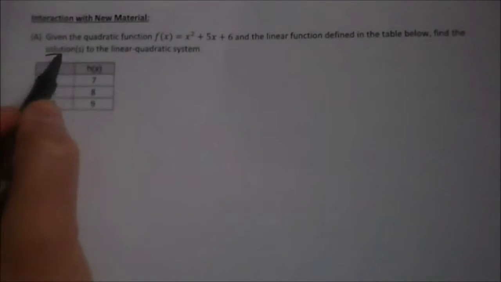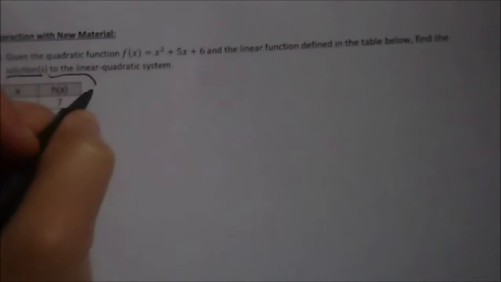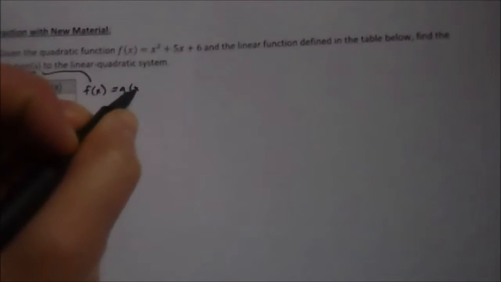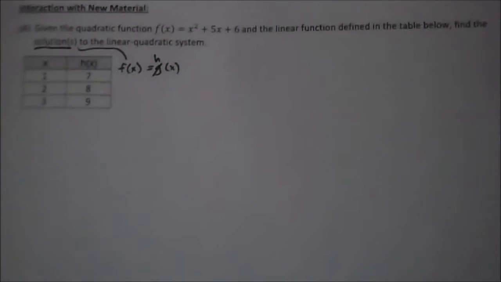So now on the INM, we are given a quadratic function and a linear function, which is defined by the table below, and we are asked to find the solution or solutions to the quadratic linear system. So recall that the solutions to a quadratic linear system are the points where f of x equals g of x, or in this case, where f of x is equal to h of x.